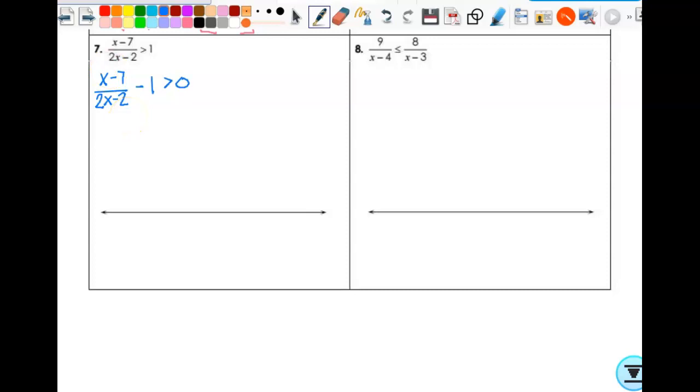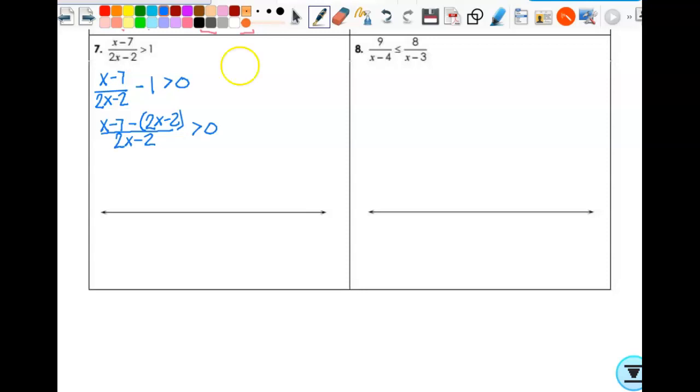Is this going to be x minus 8 over 2x minus 2? No. When you subtract fractions, what do you have to have? Common denominator. What would my common denominator be? 2x minus 2. Okay, so my common denominator is 2x minus 2. This first numerator is x minus 7. This 1 had to get multiplied by 2x minus 2 over 2x minus 2. So the numerator here that I'm combining with, I'm going to do minus, parentheses, 2x minus 2. And that's greater than 0.